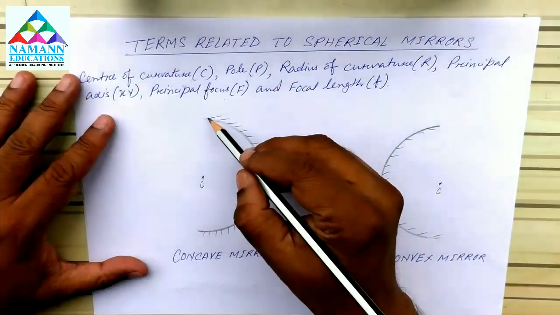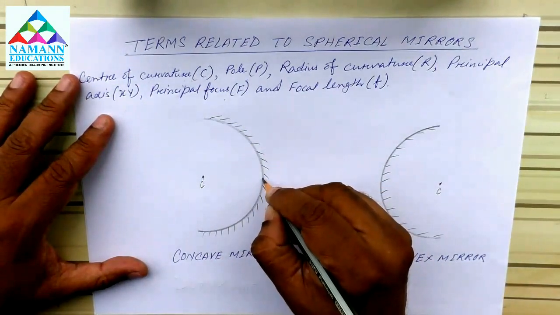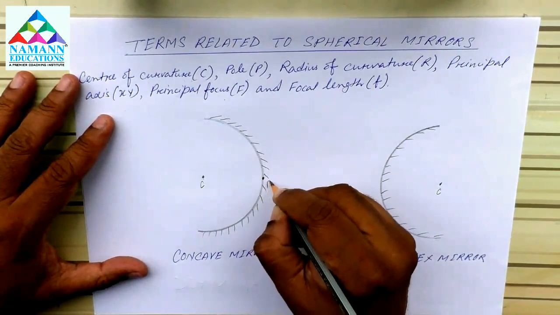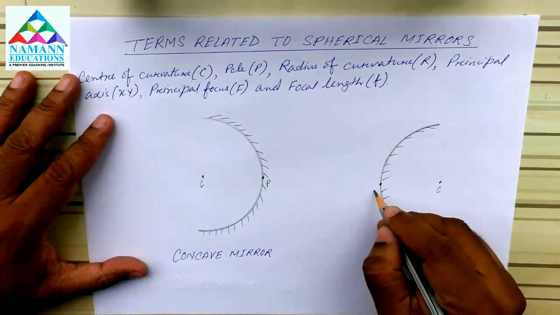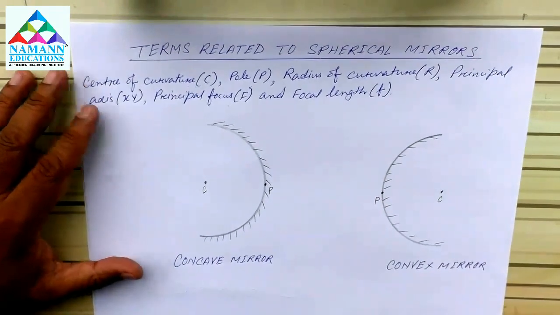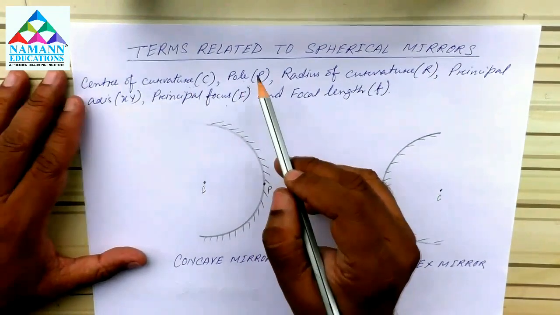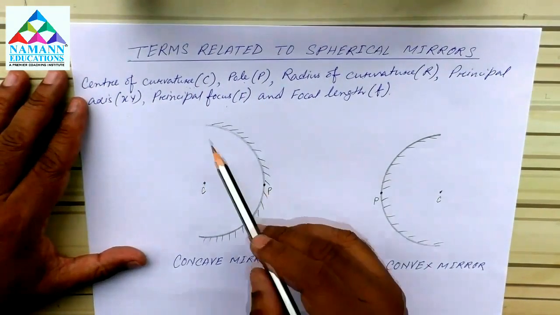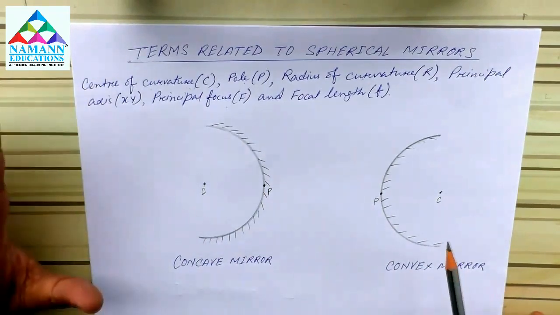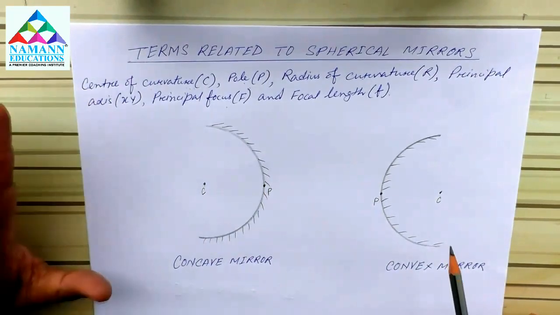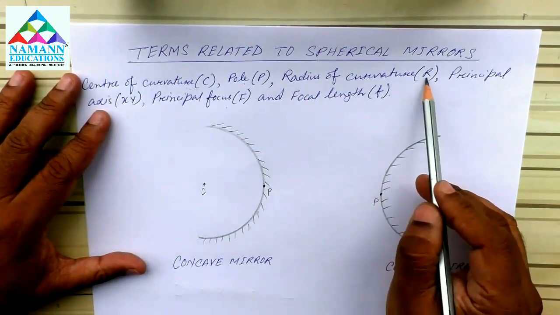Now this is the reflecting surface, and the center point of the reflecting surface of a spherical mirror is called the pole of the spherical mirror. So we have discussed two terms. First one, center of curvature, second one, pole. Now what is pole? The center of the reflecting surface of a spherical mirror is called the pole of the spherical mirror. Our next term is radius of curvature.